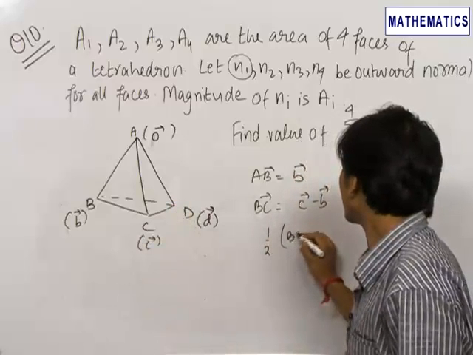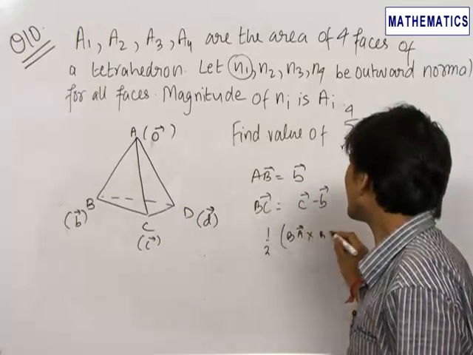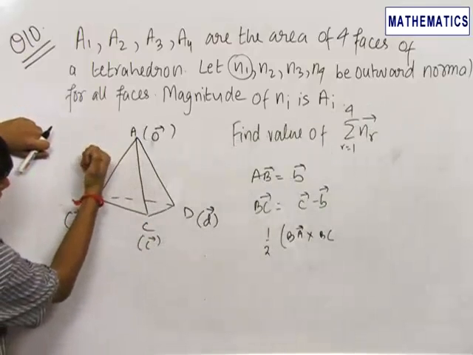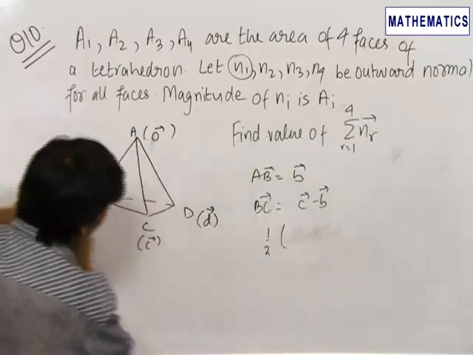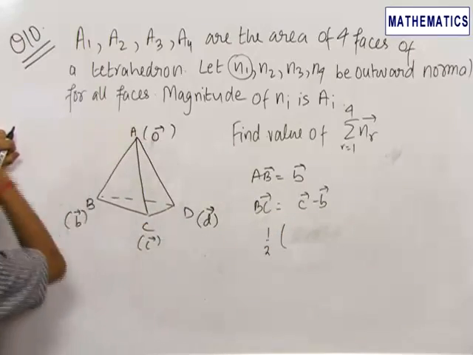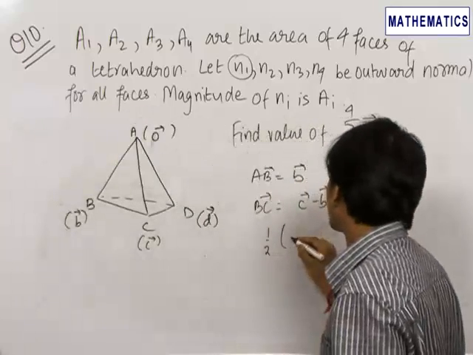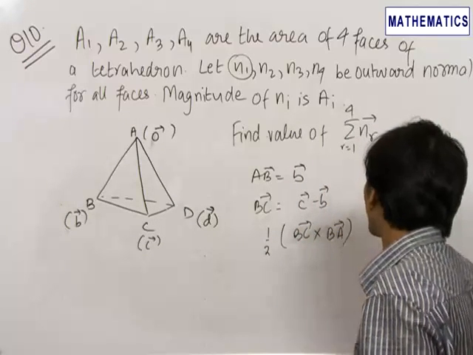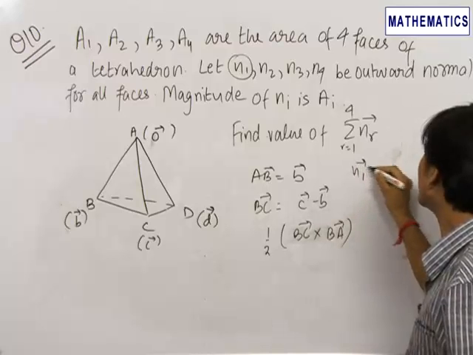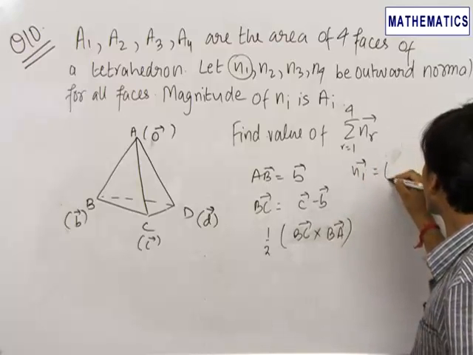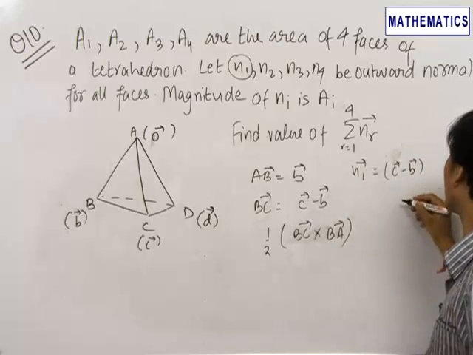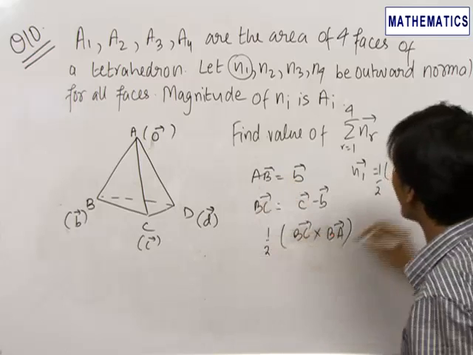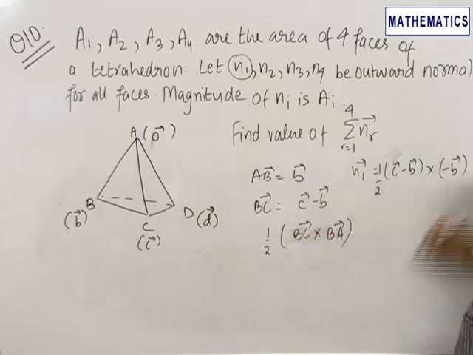BA vector cross BC vector, because we need to find out the outward normal. Therefore we have to do BC cross BA. Sorry, this will be BC vector cross BA vector, so that we get an outward normal. Therefore we can write N1 vector is equal to half of C vector minus B vector cross BA vector. BA vector is minus of B vector.